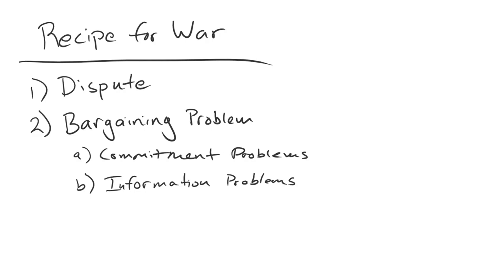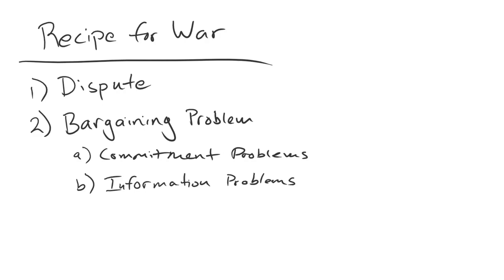Information problems are slightly different. In information problems, there's no sort of issue with committing to an agreement. The problem, however, is that we don't necessarily know which agreements are going to work for both of us. Throughout the model, we've assumed that everyone knows the distribution of power and how costly war is. In practice, one side might not know how many tanks its opponent has, and it might then not know where that bargaining range lies. If it doesn't know where the bargaining range lies, then maybe we can't get peace.